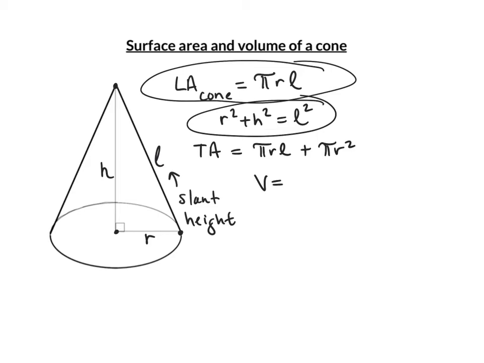So a cylinder was the area of the base, pi r squared times the height, that's for a cylinder. For the volume of a cone, we just put a 1/3 in there. 1/3 of a cylinder with the same base and height. So let's take a look at some examples.